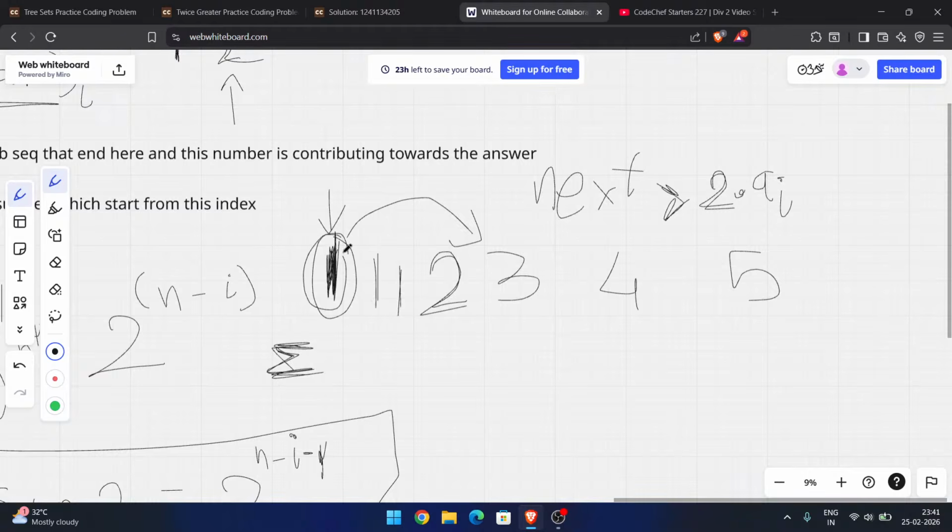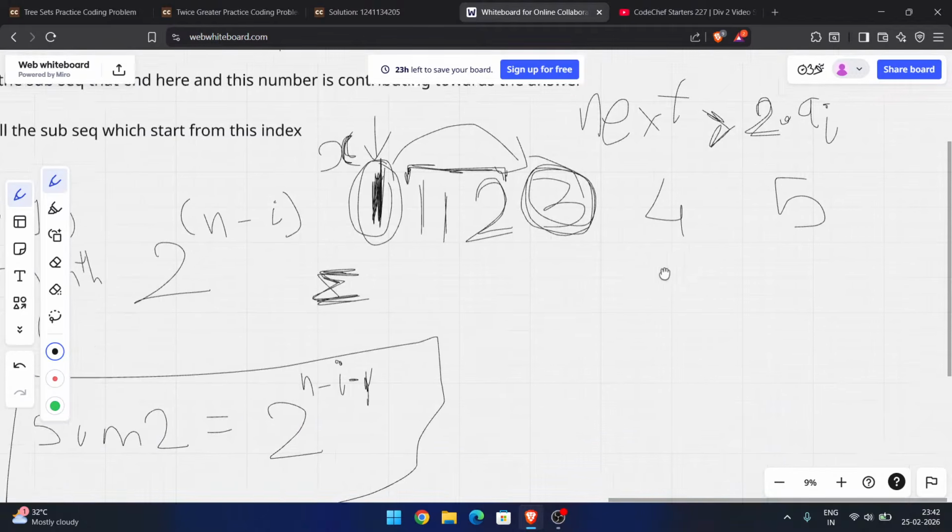So if I know what the subsequences are that are ending here, let the number be x, so we know that x subsequences are ending here. What is the next contributing answer if I take it here? The next answer I should take is 3. So the next contributing number is 3, and every number between this 1 and 3 I can take or not take. It will not contribute towards my answer.